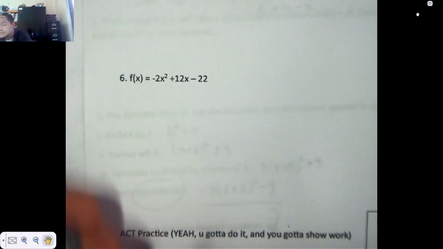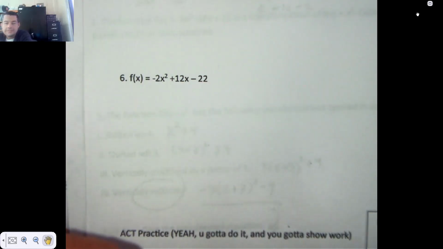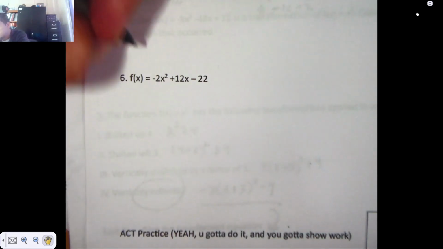5 and 6 I'll leave for you. I will do number 6. It says graph the following by converting, if necessary, and it is necessary to do number 6, the given equations into vertex form and finding the x and y intercepts using algebra.